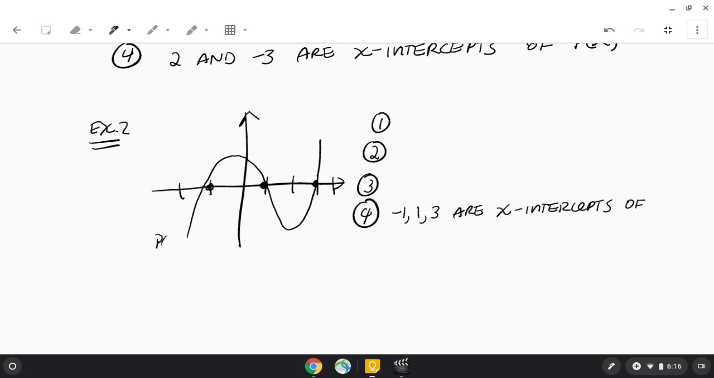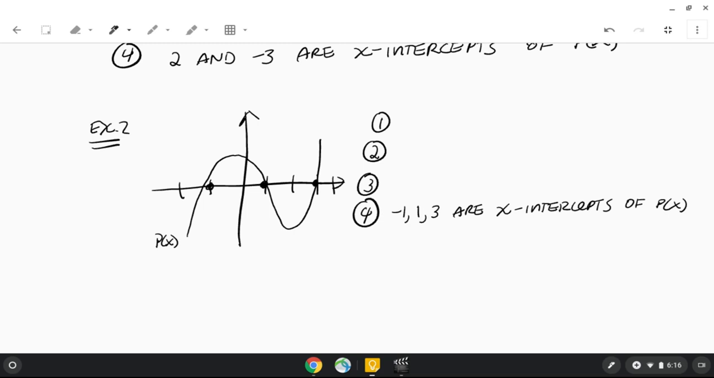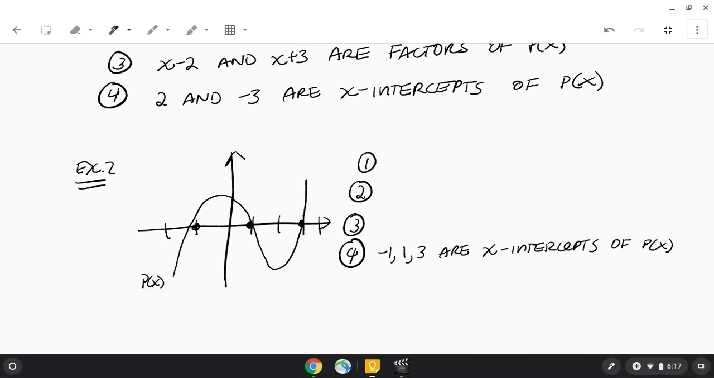I'll call this p of x. Okay, and if that's the case, let's go ahead and look at them again. Since we can see number 3 right above here, the factors. So if these are the intercepts, so starting with negative 1, if x equals negative 1 is an intercept, then what would be a factor?